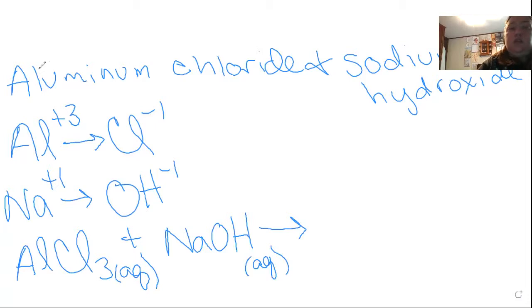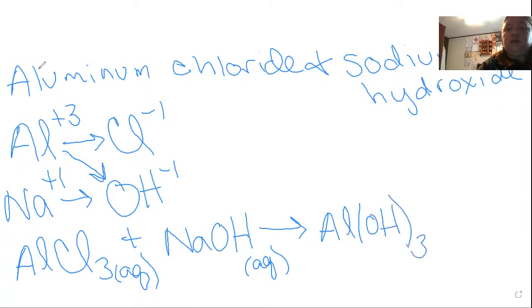And then you've got to go diagonally for the product. So the aluminum is going to be with the hydroxide. Aluminum is a plus 3. Hydroxide is a minus 1. So we need 3 hydroxides. So this is going to be Al(OH)3 plus the Na plus 1 and the Cl minus 1, which is going to be NaCl.